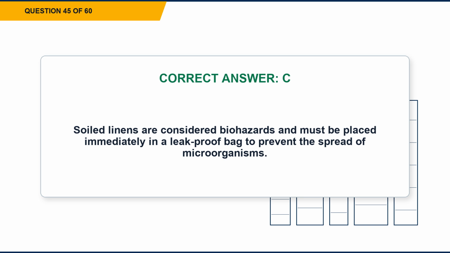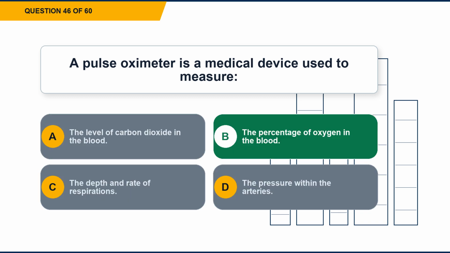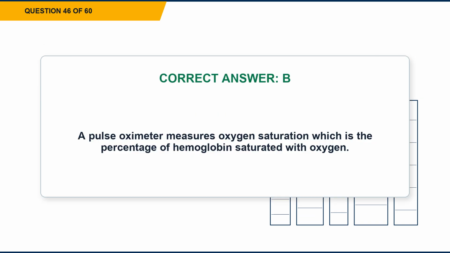microorganisms. Question 46. A pulse oximeter is a medical device used to measure: Option A. The level of carbon dioxide in the blood. Option B. The percentage of oxygen in the blood. Option C. The depth and rate of respirations. Option D. The pressure within the arteries. The correct answer is option B, the percentage of oxygen in the blood. Explanation. A pulse oximeter measures oxygen saturation, which is the percentage of hemoglobin saturated with oxygen.